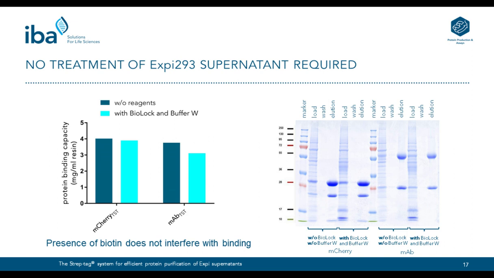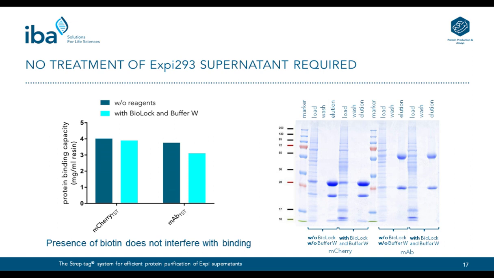So here we spiked mCherry and the monoclonal antibody into the supernatant, and then we split the supernatants. One part of the supernatant was directly loaded on our Strep-Tactin XT gravity flow columns, and the other part was treated with BioLock solution and buffer W. BioLock solution blocks free biotin in media, so the biotin cannot bind anymore to Strep-Tactin XT. However, it would be an additional preparation step that we would like to avoid. So we purified the supernatants and finally analyzed the yields after elution.